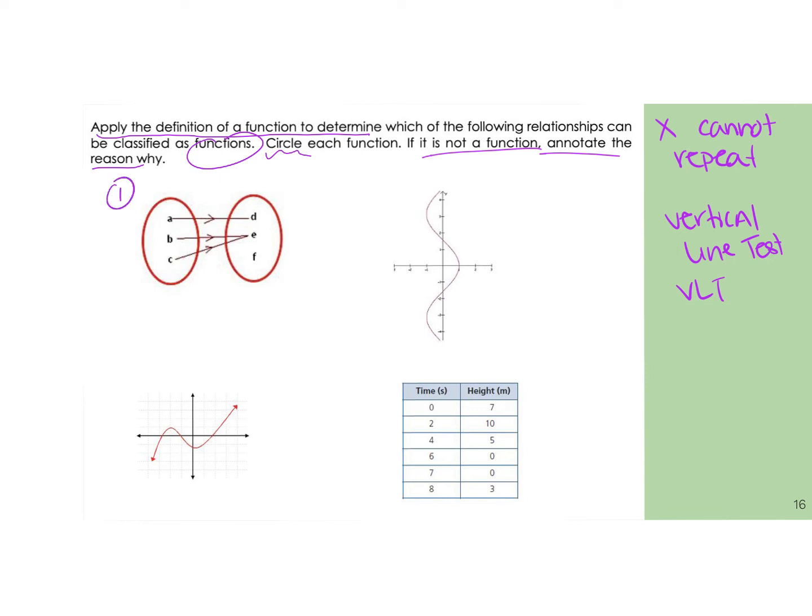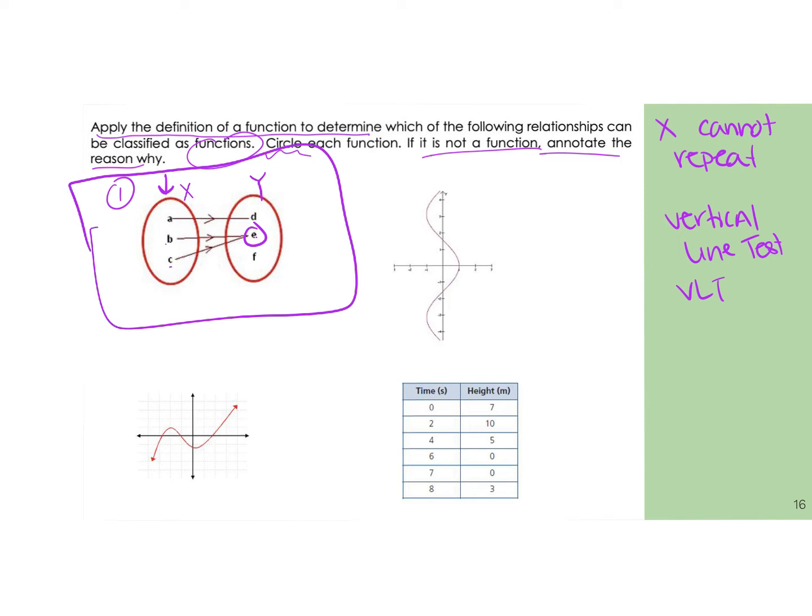Call this number 1. A maps to D, B maps to E, C maps to E, okay? That's a function because none of these inputs are repeating, meaning none of these inputs have two arrows coming out. So it's okay. It's okay that B goes to E and C goes to E, because what does that mean? That means E repeats. We don't care if the Y's repeat, but none of the X's repeat. So yes, this is a function.